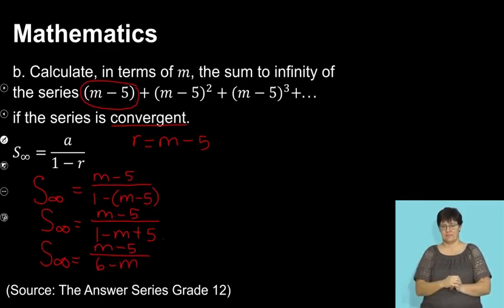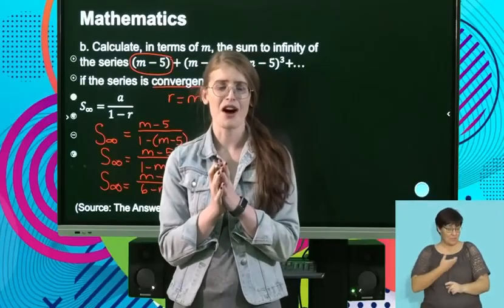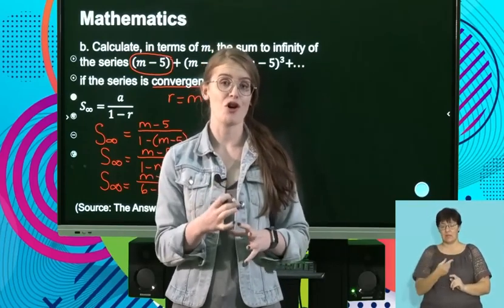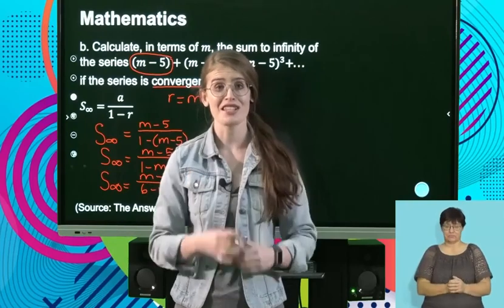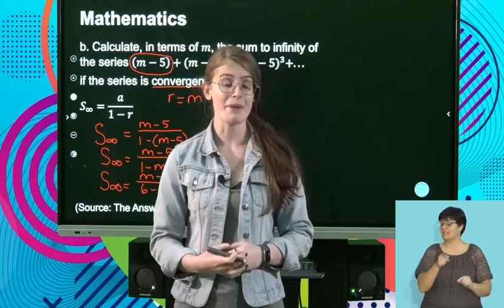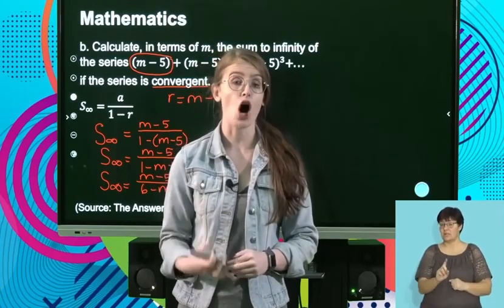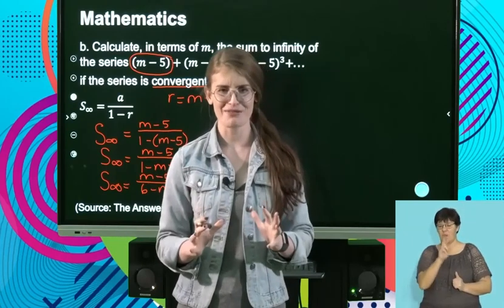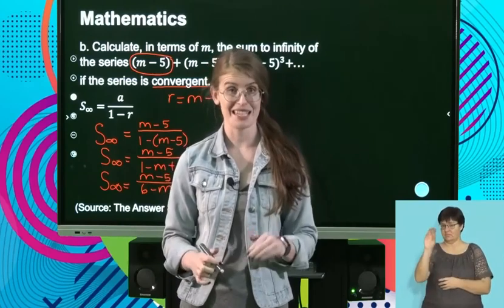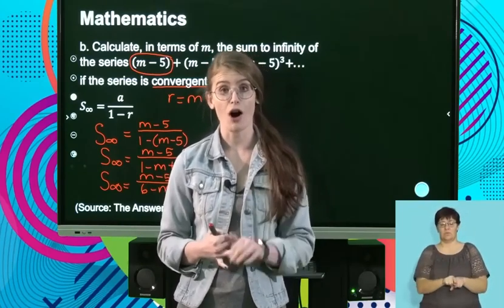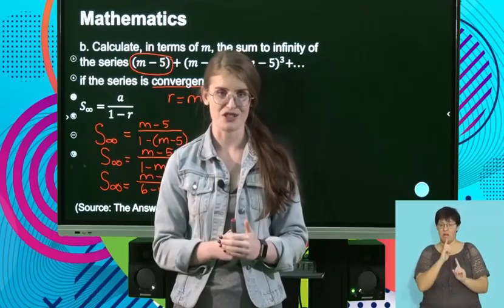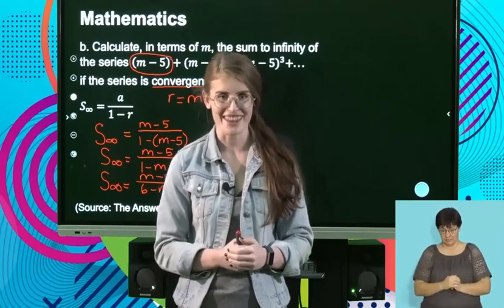Great, everyone. I hope that everyone's comfortable so far. This example looks slightly weird because we're used to the sum to infinity actually approaching a specific number. For this example, the sum to infinity is approaching a number, except this number has been represented in terms of m. So it looks a bit different, but we've still calculated the sum to infinity by substituting in our a value as well as our r value and making sure that it has been simplified. So my answer is in terms of m. Let's look at C together.